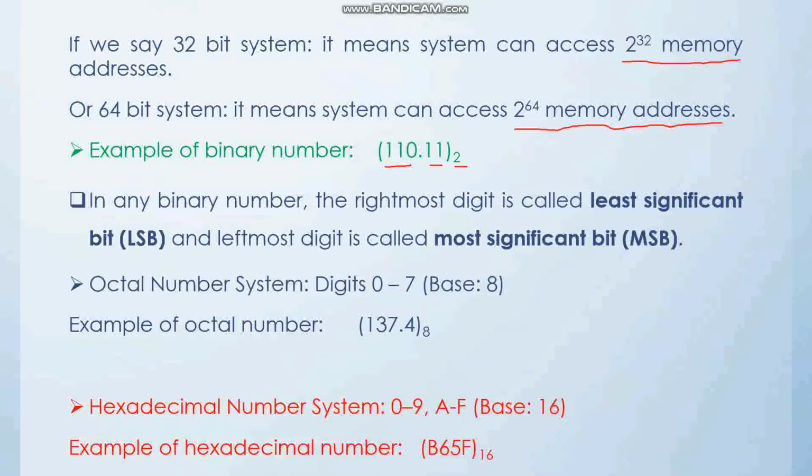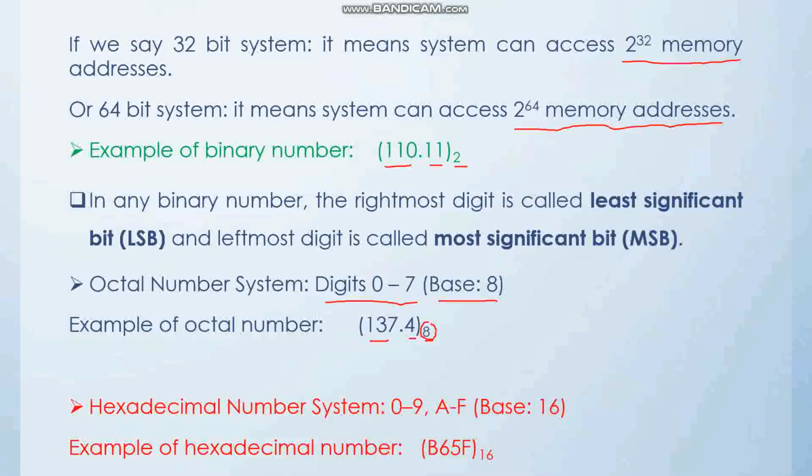Now we are talking about the octal number system. The digits available in this number system are 0 to 7. So the base is 8. An example of an octal number is 137.4, and the base is 8. After 7 no digit is included here, like 8 and 9. So 137.4, and the base is written here as 8.